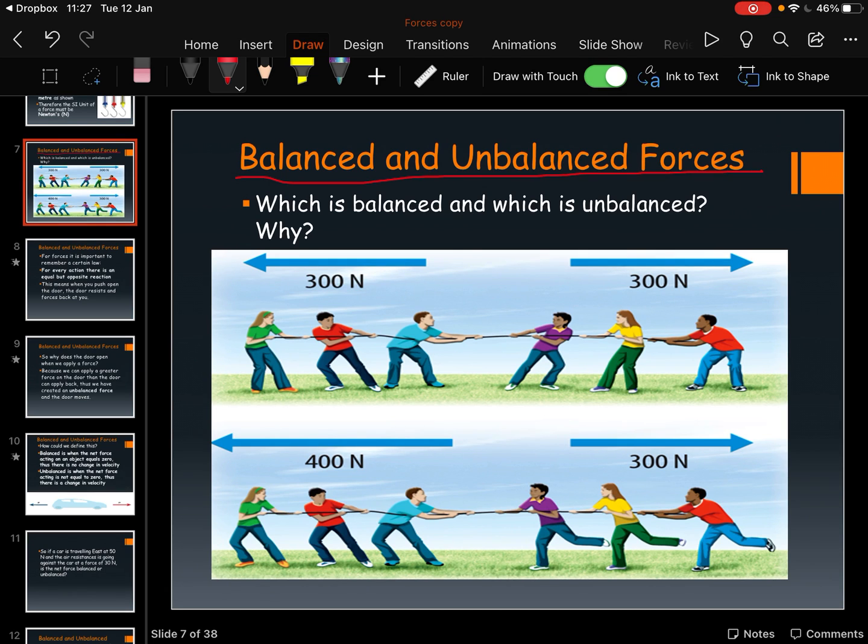Balanced and unbalanced forces, okay? So we have here, that's your heading. Don't take anything else from here, all right? So we're going to look at the picture here, okay? I went through those topics pretty quick. They were fairly straightforward stuff. All right, so we have an unbalanced and a balanced force here, okay?